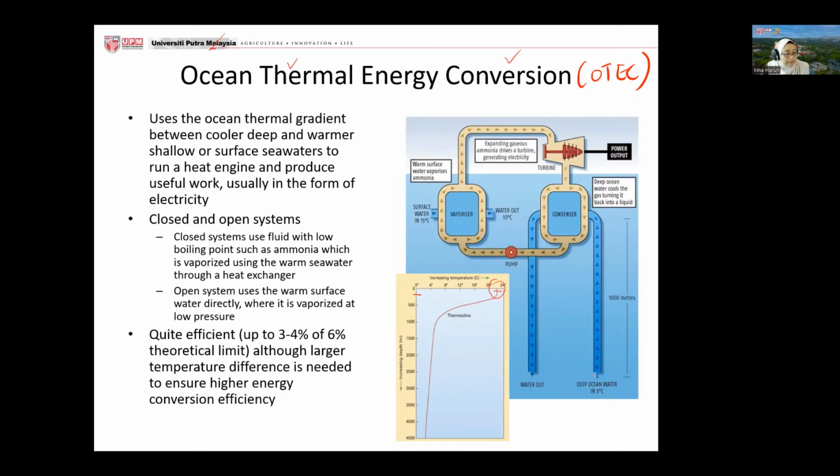So basically you have here the deep water, which is colder, and you have the surface water, which is at a higher temperature. Then you have this system. Imagine this is like a fridge or an air conditioner: you have the vaporizer, you have the condenser. In that system, it uses ammonia, different from your fridge, of course. A fridge uses a different gas, but it's basically gas, that's the most important thing.